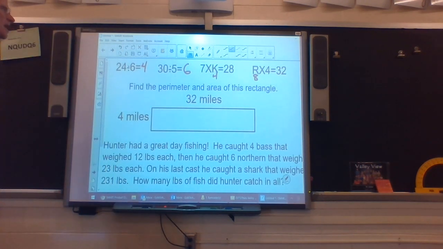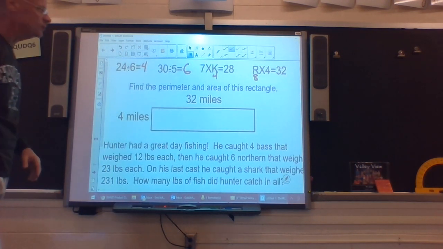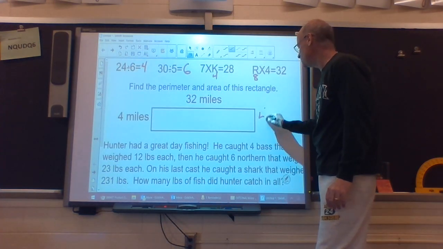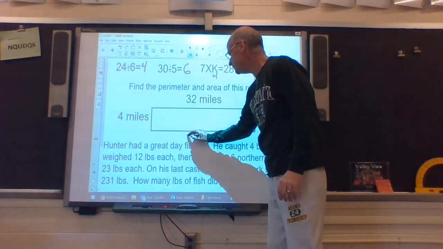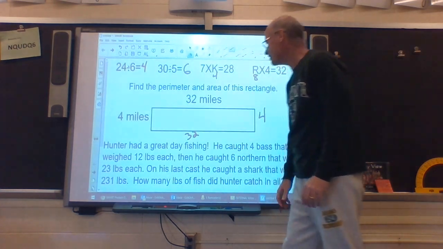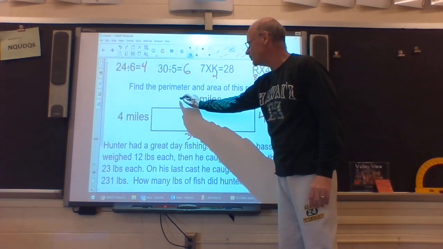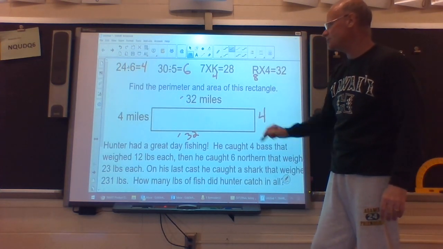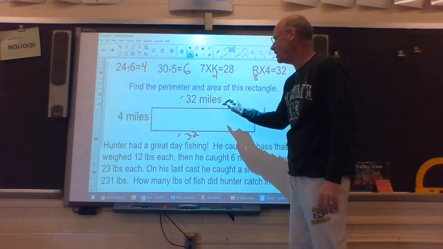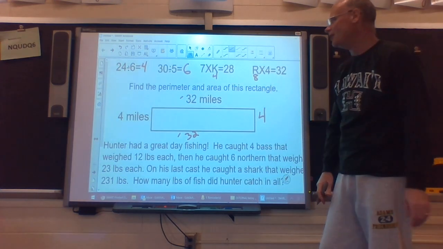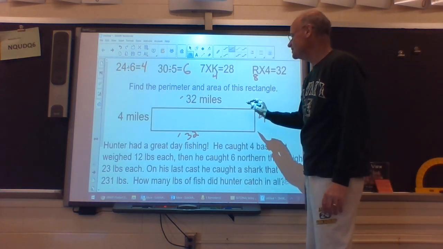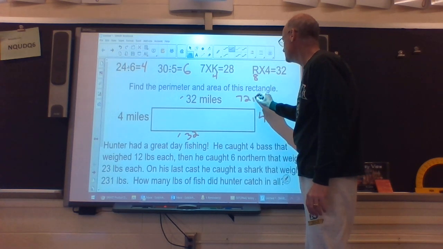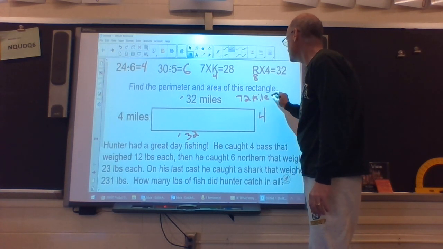So find the perimeter and area of this rectangle. My rule in my class again is always write down when you're figuring out perimeter what the other two sides are. So you know you add them all together. So I'm going to do 32 plus 32. 30 and 30 are 60. 2 and 2 are 4, so I get 64 miles. 4 and 4 are 8. So 64 and 8 are 72 miles.